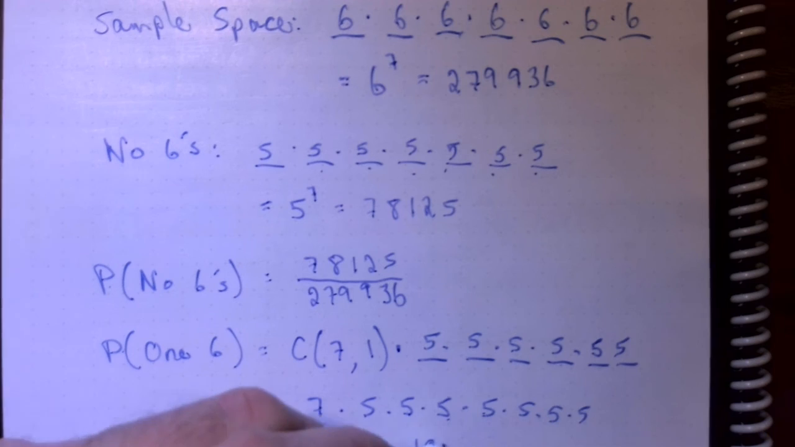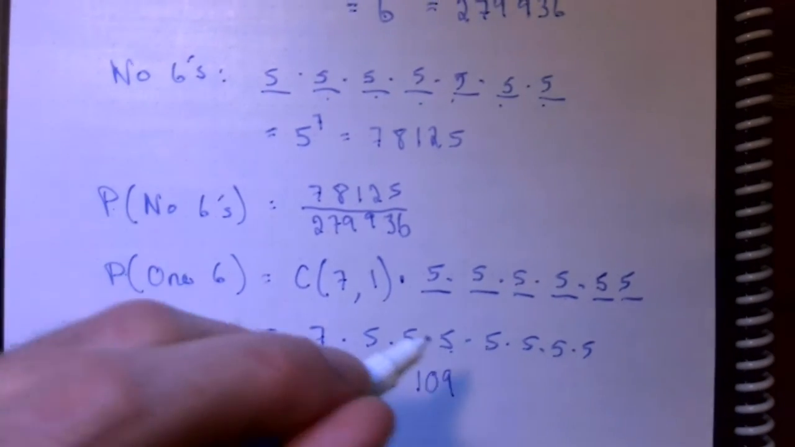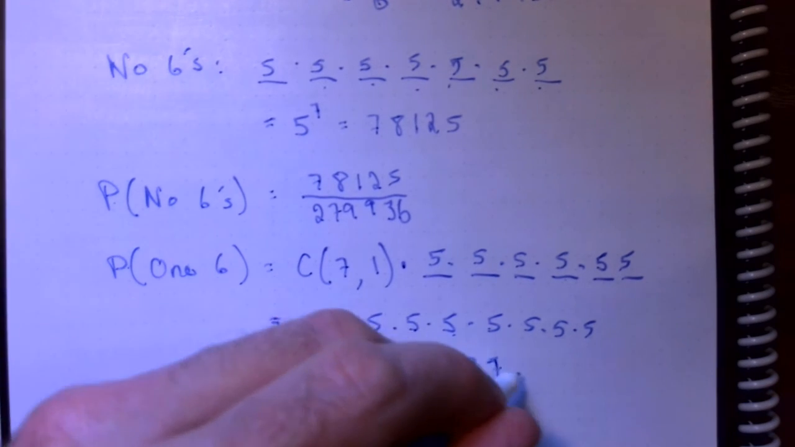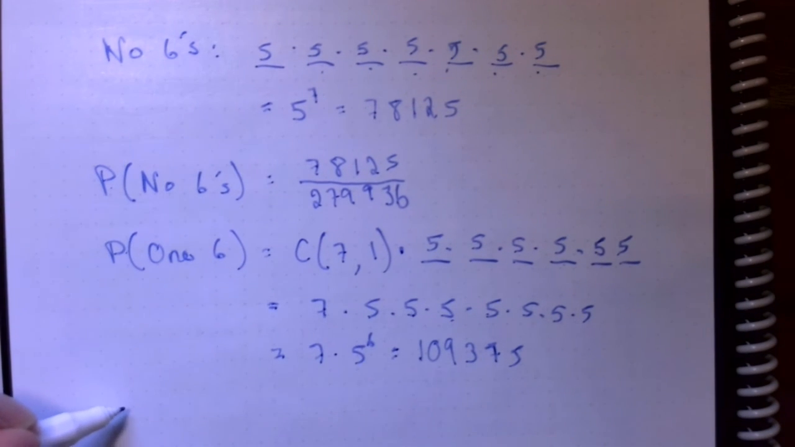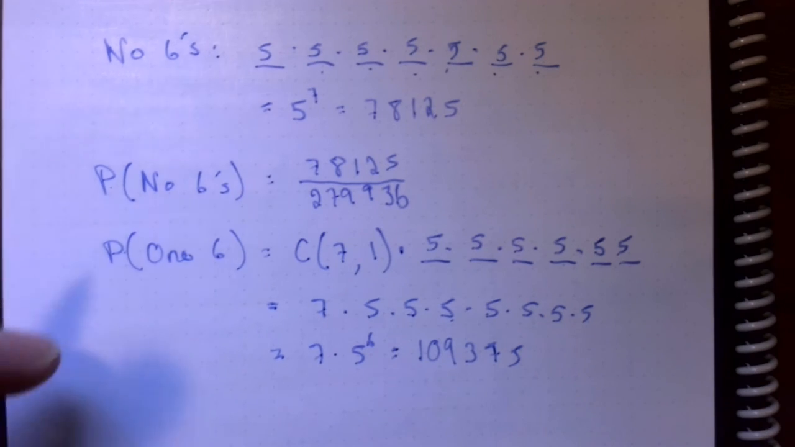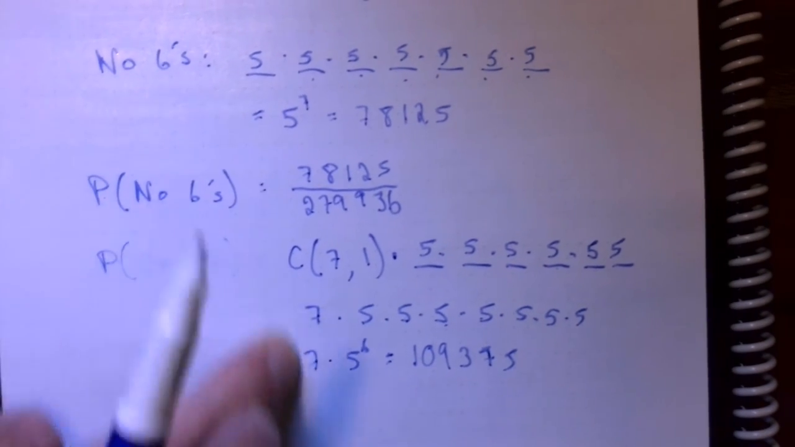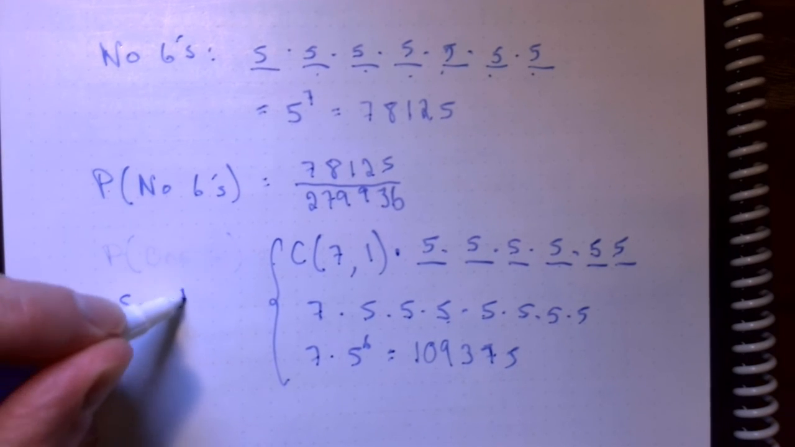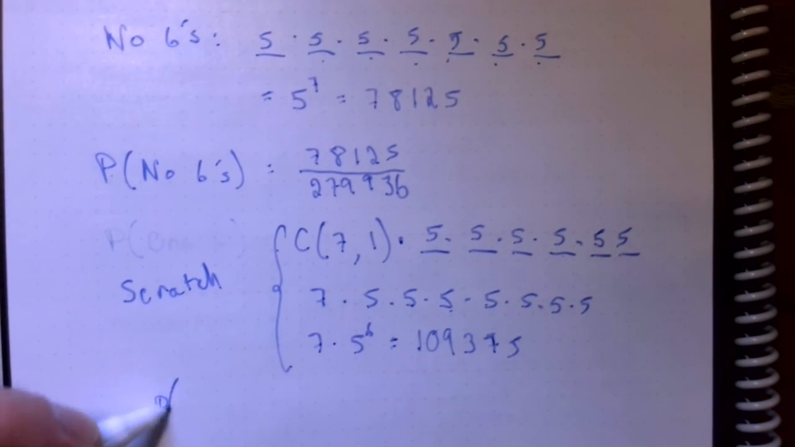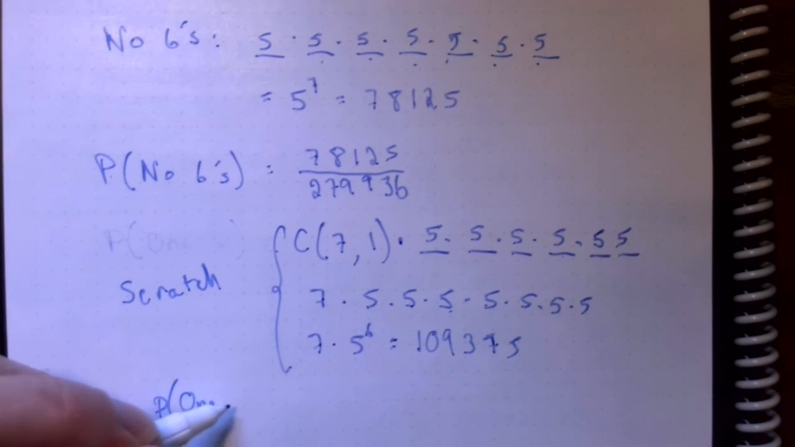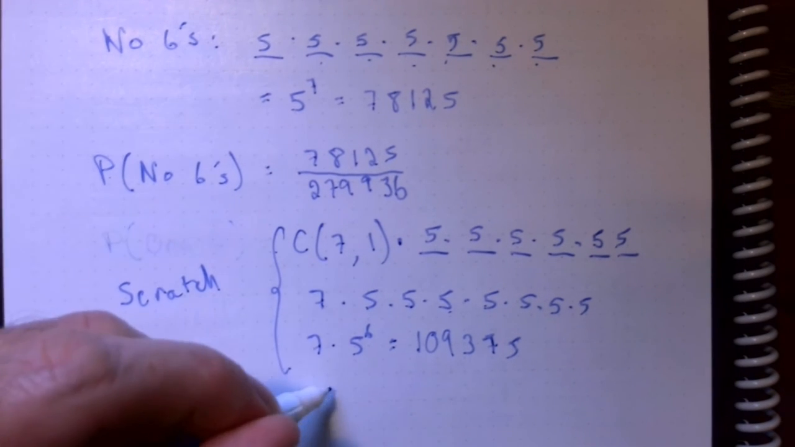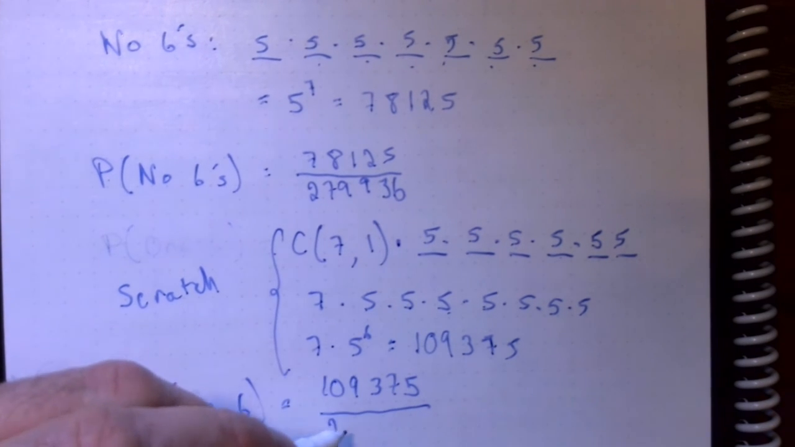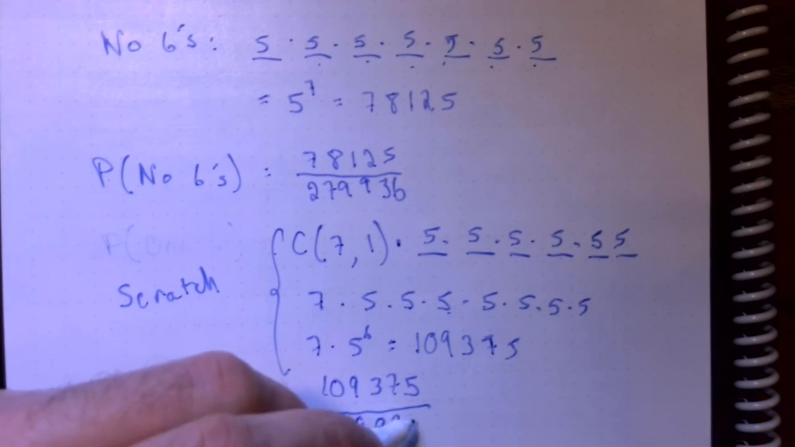Okay, if I do this computation, I'm getting 109,375. Okay. This isn't really the probability, this is kind of scratch work. So the probability of 1 6 is 109,375 out of 279,936.